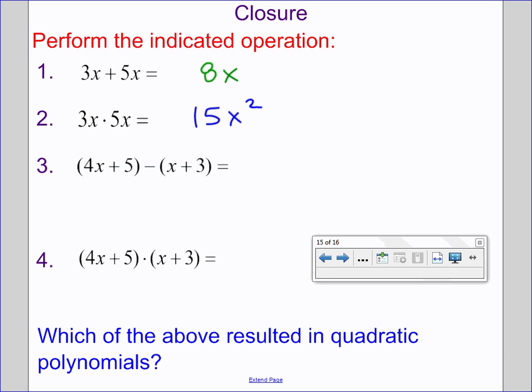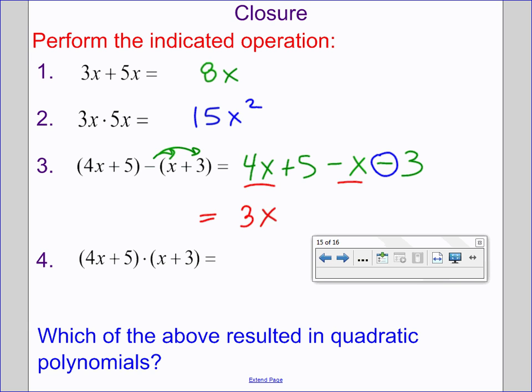Number 3, we'll distribute this negative through the second set of parentheses. And so my first step would be to rewrite 4x plus 5 minus x minus 3. To make sure you know where this subtraction came from, we distributed the negative through that second polynomial. And then the result allows us to combine like terms. 4x minus 1x is 3x. Plus 5 minus 3 is plus 2. So my final answer is 3x plus 2.